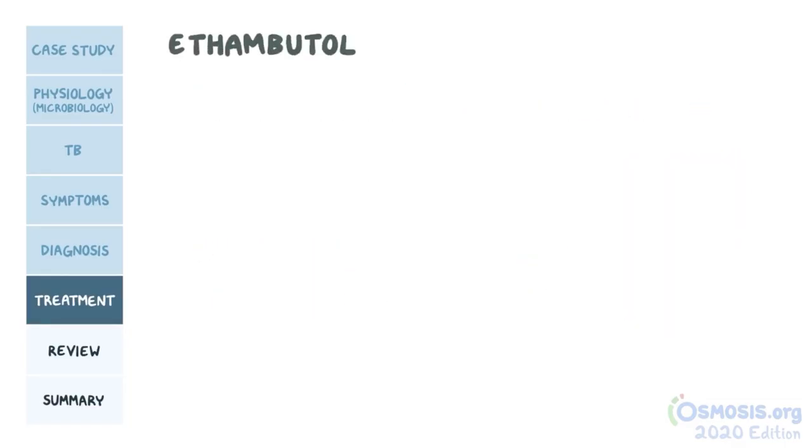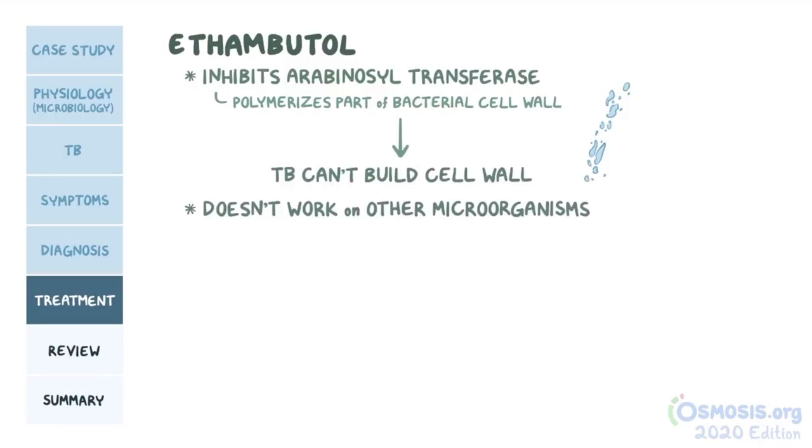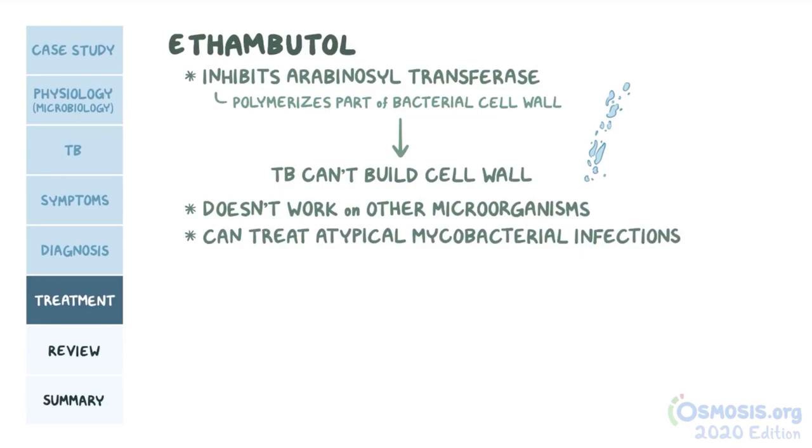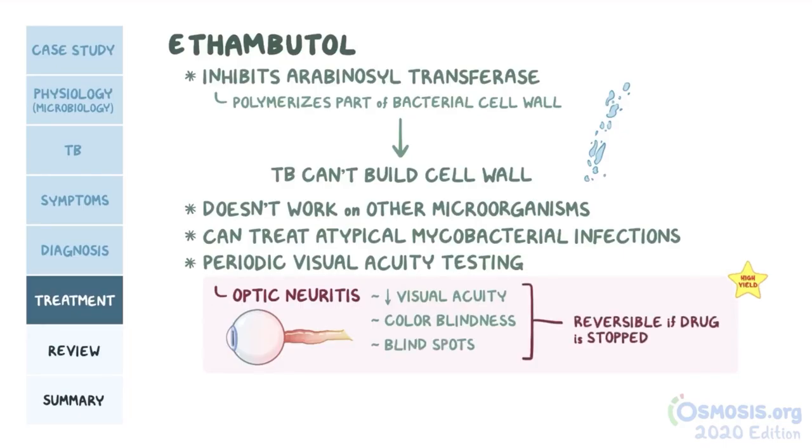Fourth, ethambutol inhibits arabinosyl transferase, an enzyme that polymerizes a part of the bacterial cell wall. Without this enzyme to promote carbohydrate polymerization, TB dies since it can't build its cell wall. Ethambutol doesn't work on other microorganisms, but it can be used to treat atypical mycobacterial infections. It also requires periodic visual acuity testing, as it can lead to optic neuritis, which is inflammation that damages the optic nerve. Optic neuritis leads to symptoms like decreased visual acuity, color blindness, and blind spots, all of which are reversible if the drug is stopped.